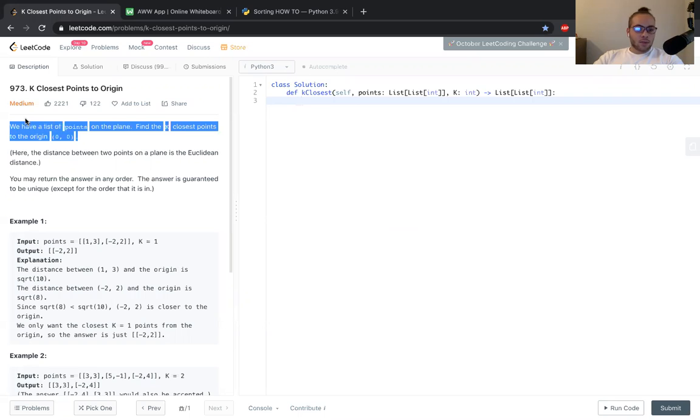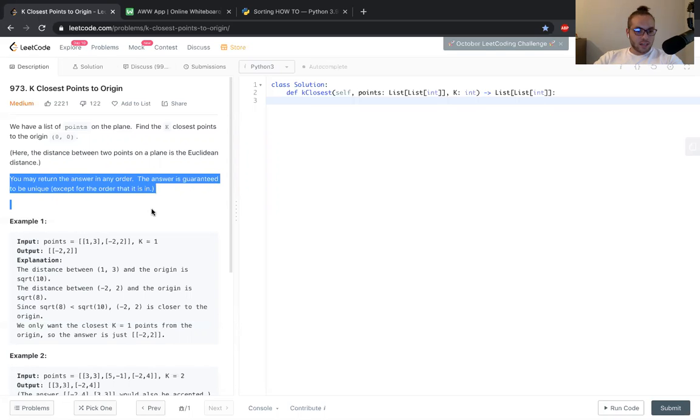So we have a list of points on the plane. Find the k closest points to the origin, 0, 0. Here, the distance between 2 points on a plane is the Euclidean distance, I guess. You may return the answer in any order. The answer is guaranteed to be unique, except for the order that it is in.